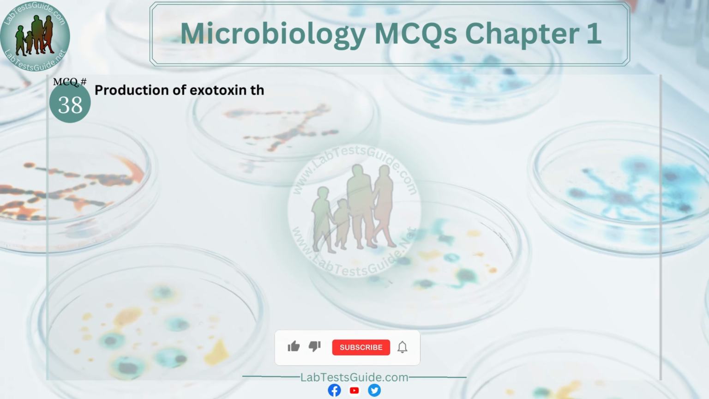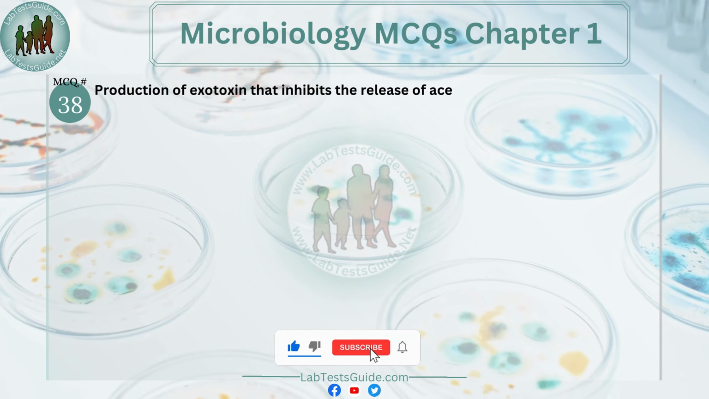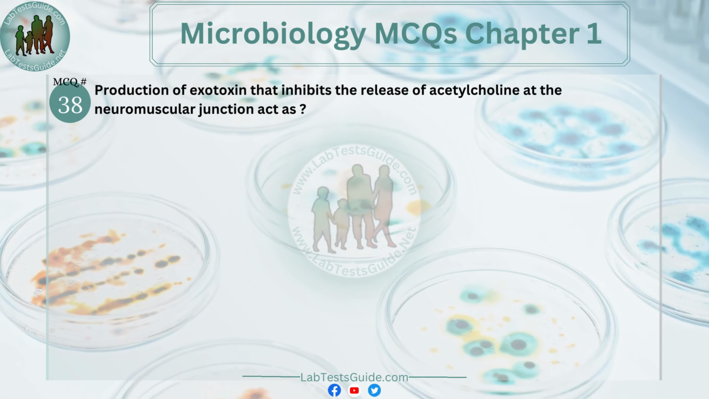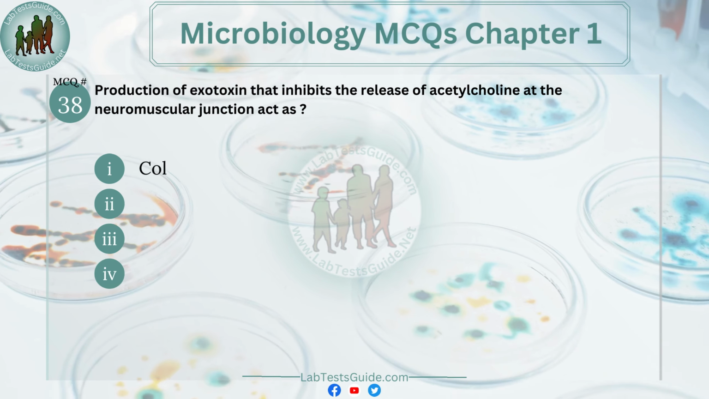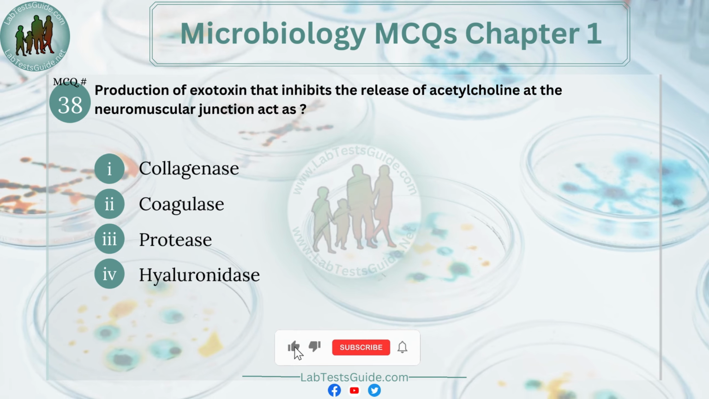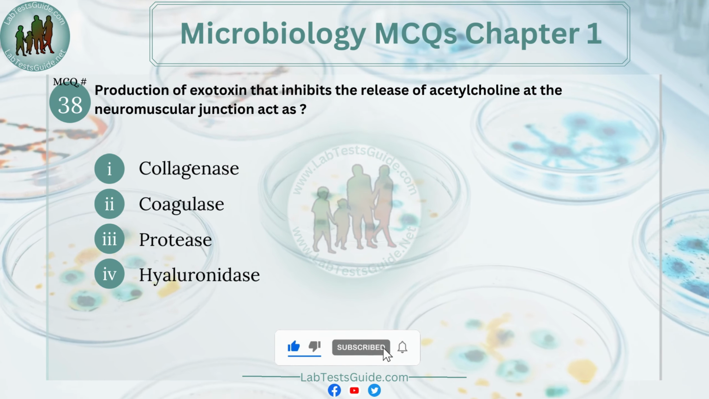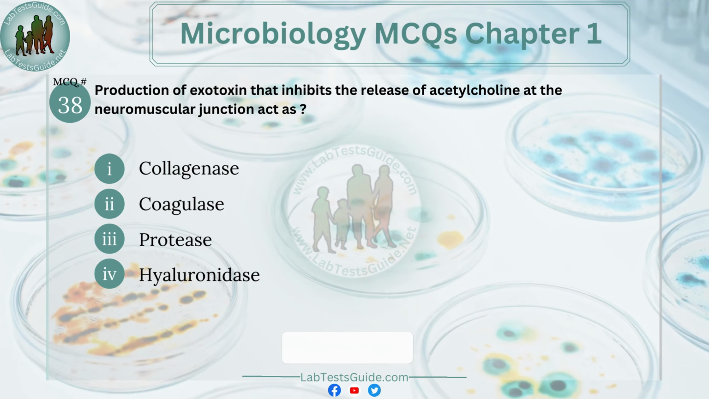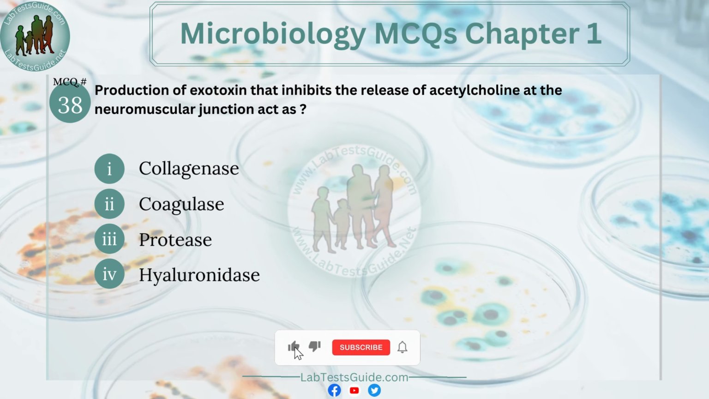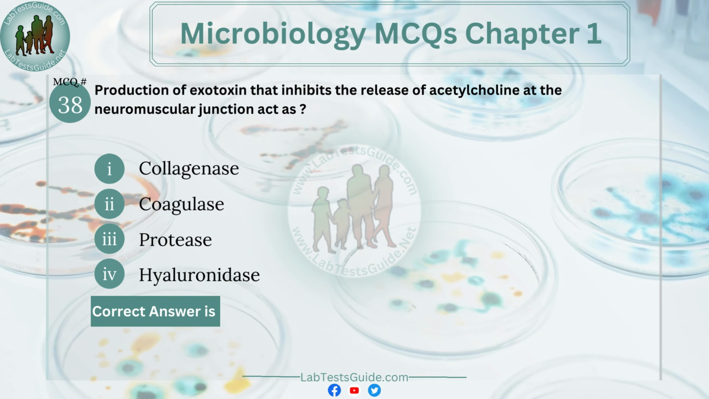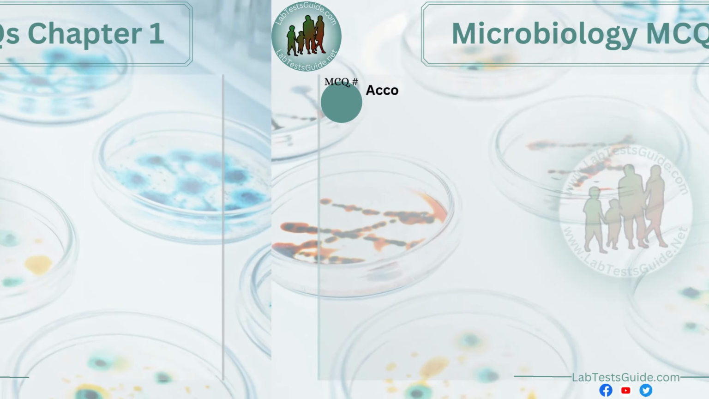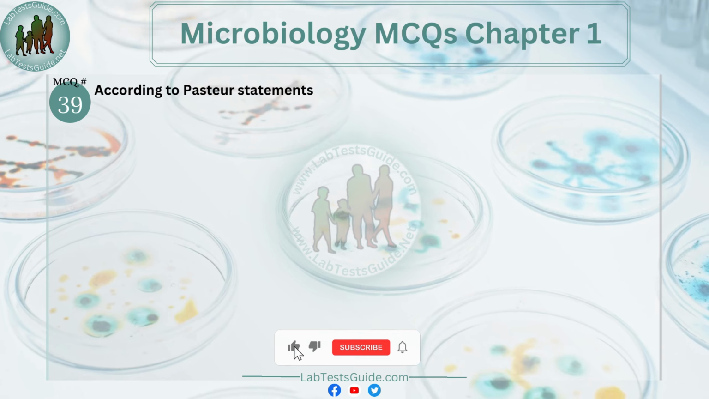Question number 38. Production of exotoxin that inhibits the release of acetylcholine at the neuromuscular junction acts as. Option number 1, collagenase. Option number 2, coagulase. Option number 3, protease. Option number 4, hyaluronidase. Correct answer is protease. Question number 39.